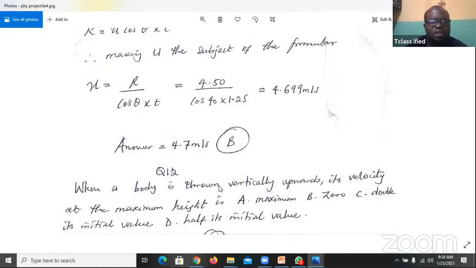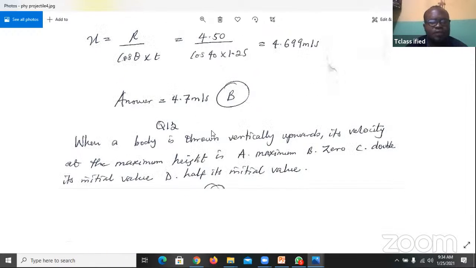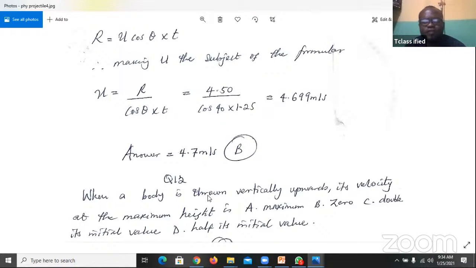And number 12 simply says, when a body is thrown vertically upwards, its velocity at the maximum height is what?